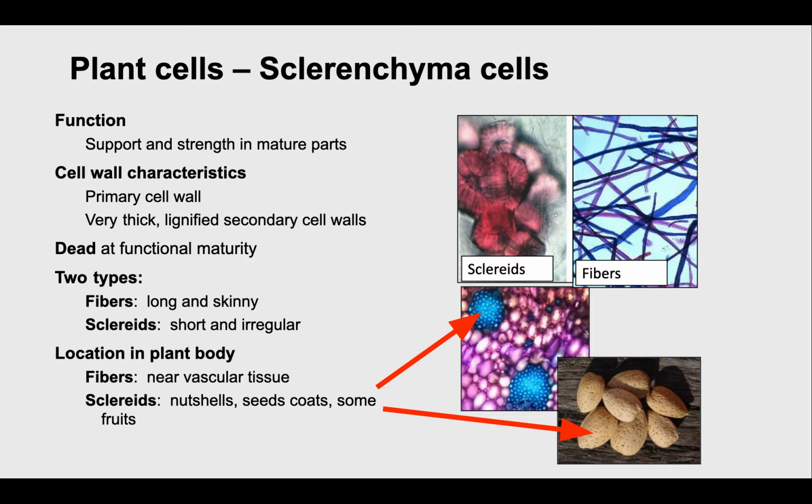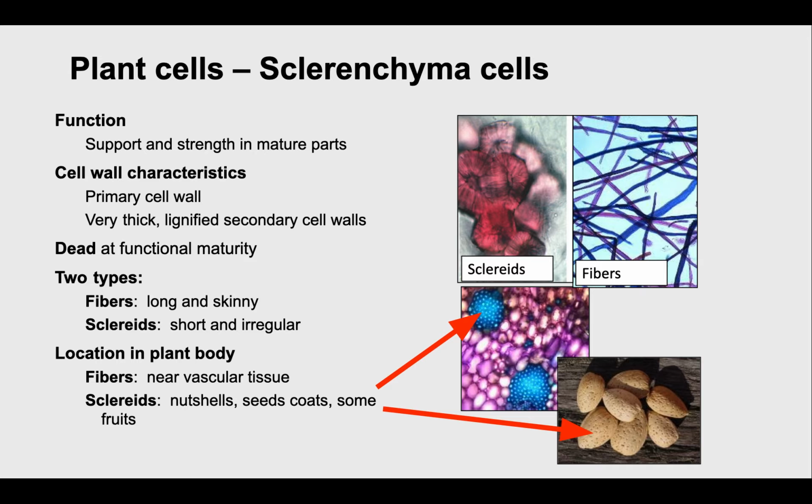All right, the last fun word we get to say is sclerenchyma. Sclerenchyma also provide support, but they provide support and strength in mature parts of the plant. Parenchyma is providing support and strength in growing parts. Sclerenchyma is providing support and strength in mature parts of the plant.